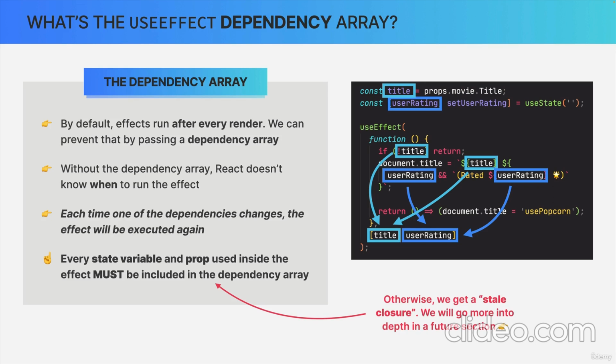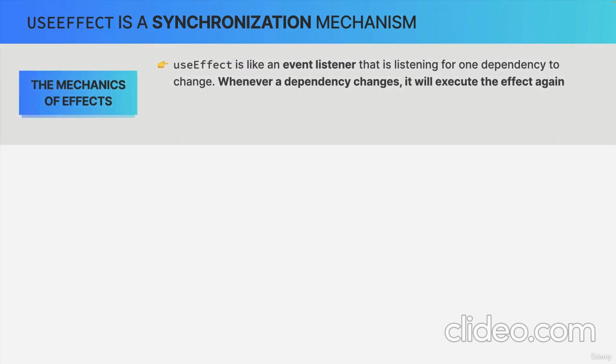But for now, let's actually understand why the dependency array is so important for the useEffect hook. So I like to think of the useEffect hook as an event listener that is listening for one or more dependencies to change. And when one of the dependencies does change, useEffect will simply execute the effect again. So a bit like a regular event listener, but for effects.